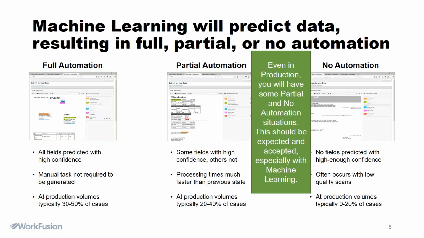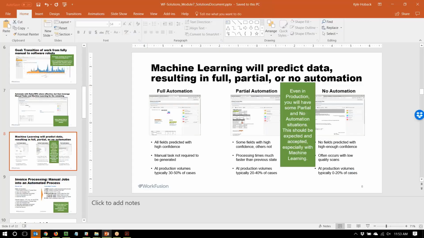So the full automation cases are the situation where it finds all the data points with high confidence. Those would actually be the cases where a machine task doesn't even get generated because it's confident in all of the data. You would typically find all 3 of these in every machine learning task. Rarely would you say this document is going to be fully automated and will never have partial or no automation. Rarely would you ever say that. And I'd say almost, if you're doing machine learning, you'd probably never say that. With machine learning, you're probably going to have some combination of each of these 3.